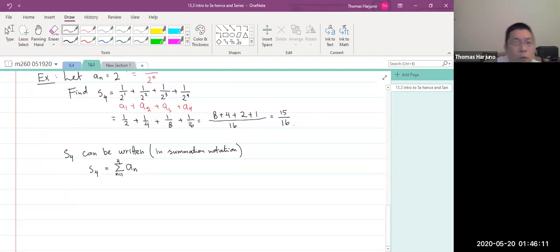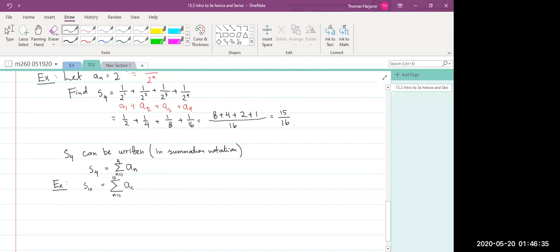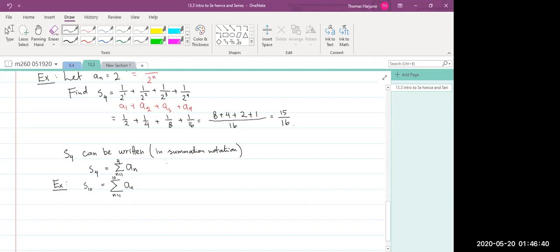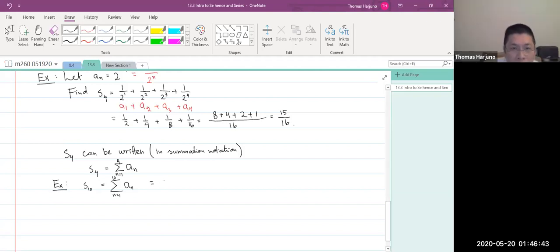Okay, so suppose for example, how do I express S10? Then S10 will be the summation from n equals 1 up to 10 of a subscript n. You don't have to use n though. You can use k, you can use other letters. For example, you can use k here from k equals 1 to 10, as long as your indexing is also k.